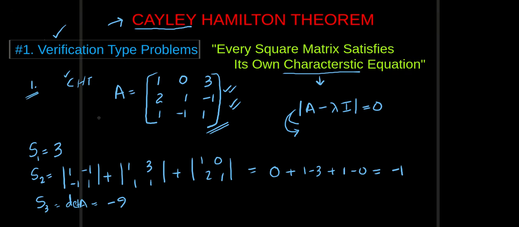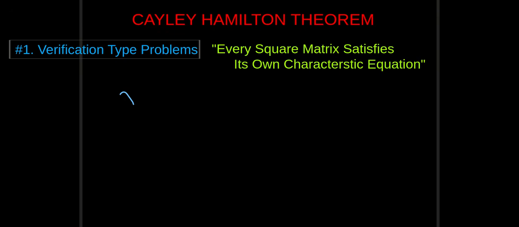So we have S1, S2 and S3. So the characteristic equation is lambda cube minus S1. The value of S1 is 3 and that gives me minus 3 lambda square. And S2 is minus 1. So this is going to be plus into minus, that's minus lambda, and finally plus 9 is equal to 0.